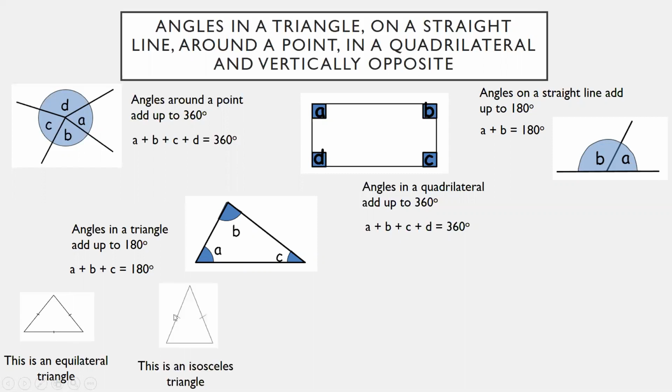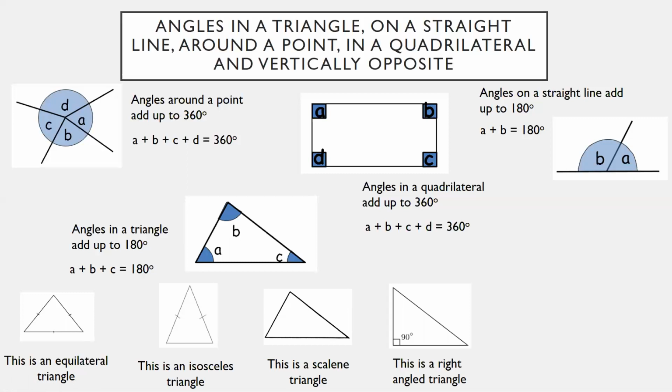This is an isosceles triangle. Remember, it's got two sides the same. So these two sides here are the same. That also means that the two angles will be the same down the bottom here. This is our scalene triangle, where we have all different sides and all different angles.